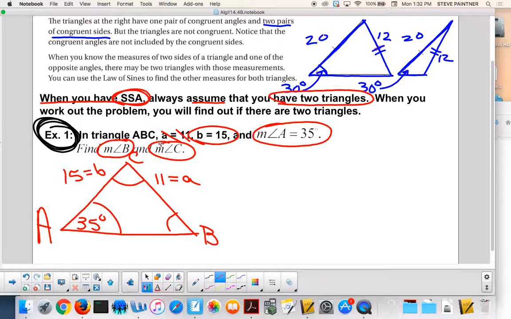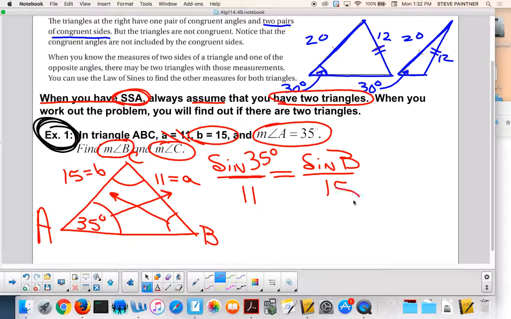For you to use law of sines, you have to know 2 things: an angle, and what else? Opposite side. Now you know 35 degrees, opposite of 35 degrees is 11. You're good to go. Start setting it up. Law of sines, what do we do on Friday? Sine of your angle. Your angle is 35, right? Sine of 35 degrees over 11 should be the same as sine of B over 15. You go with B because you know the opposite side of B, 15.